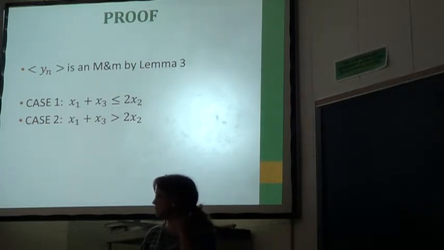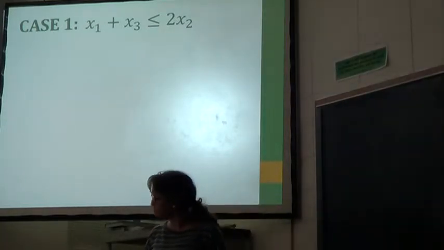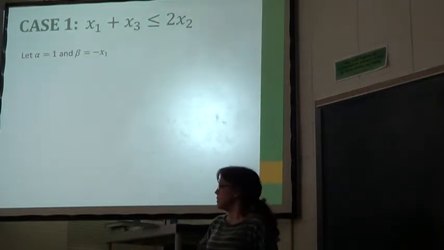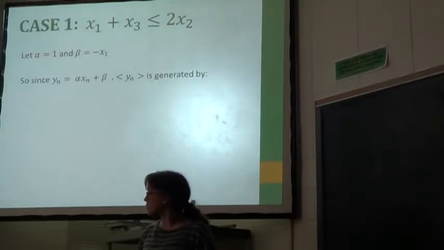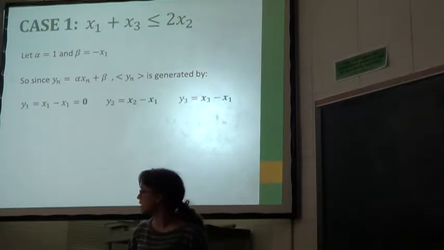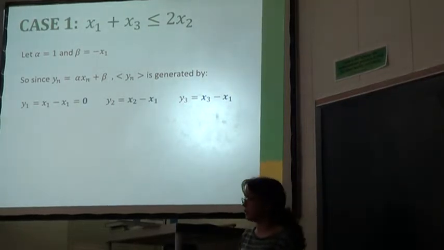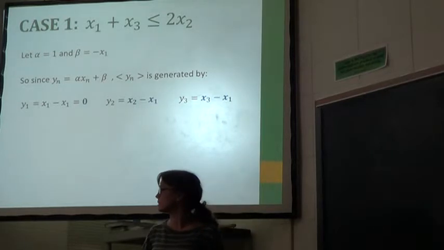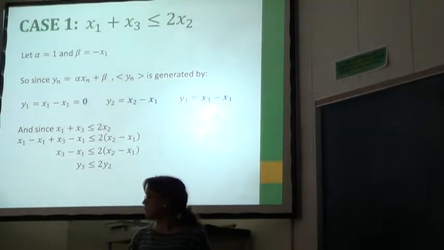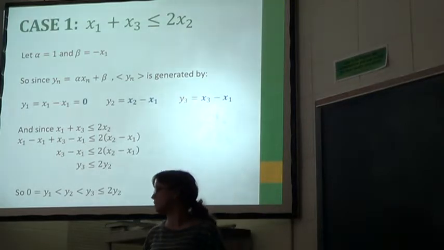We break this into 2 cases. The first case is when x sub 1 plus x sub 3 is less than or equal to 2x sub 2. We're going to choose alpha to be 1 and beta to be negative x sub 1. Since that is y sub n, we can generate y sub 1 is 0, y sub 2 is x sub 2 minus x sub 1, and y sub 3 is x sub 3 minus x sub 1. And then, using our given, we can find that our first term is 0, and our third term is less than or equal to 2y sub 2.